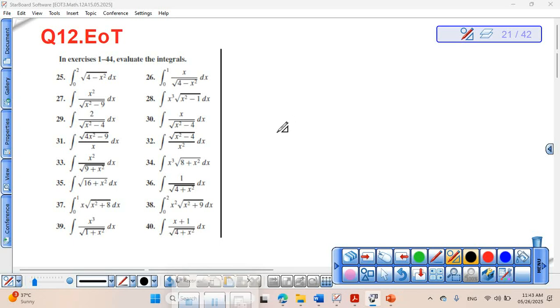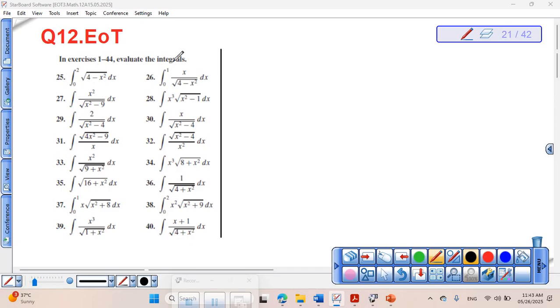Good morning, everyone. Our lesson today is question 12 from Haykal, exam of trimester 3. In exercises from 1 to 45, but here is required from 25 to 40. I will start with question 25, which is a definite integration, not indefinite integration. We have lower limit 0, upper limit 2.